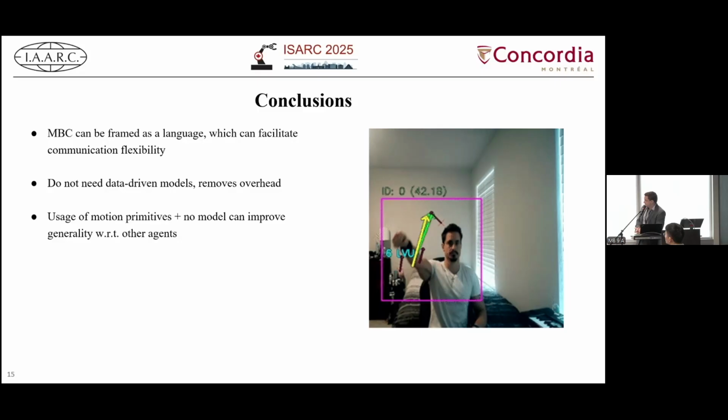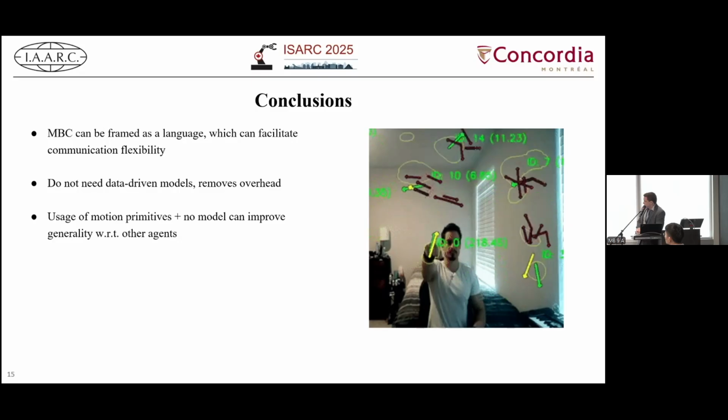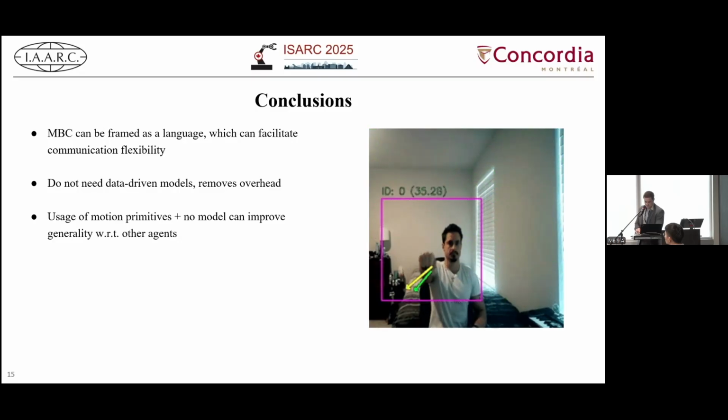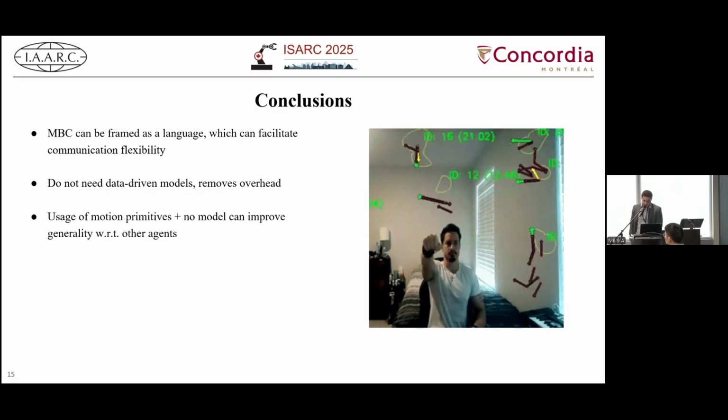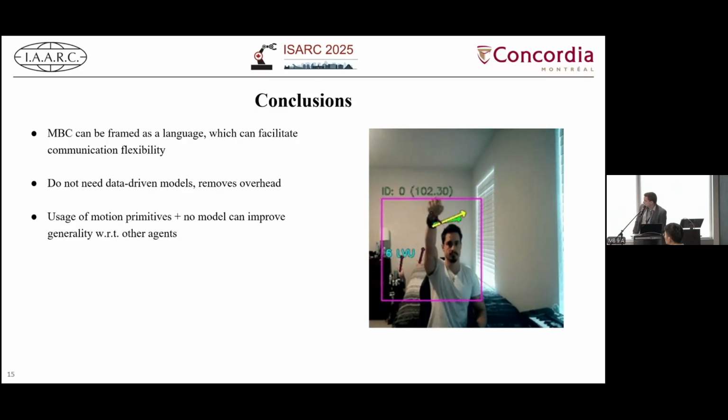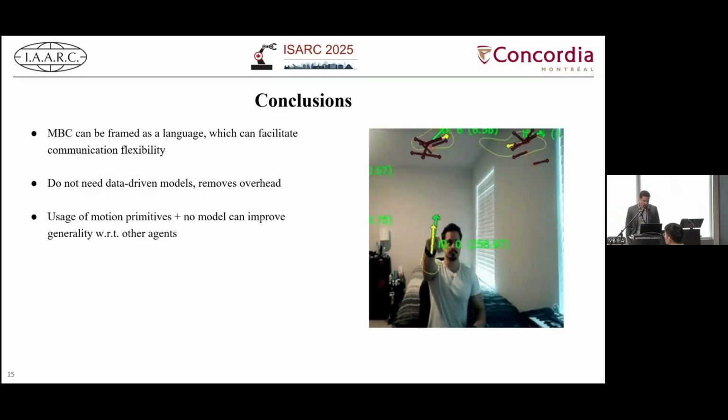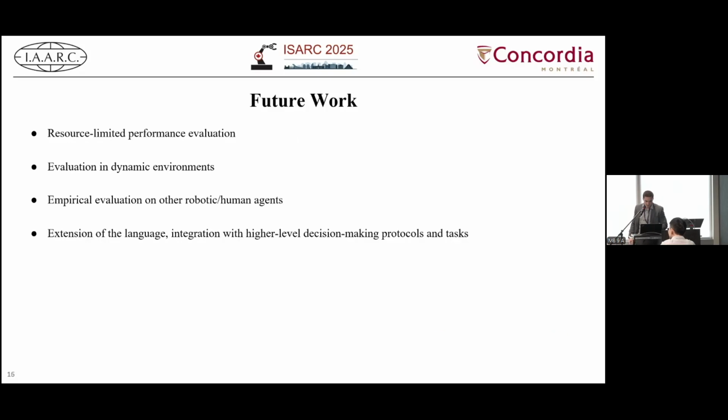With respect to other agents, this is just a quick example I showed of trying to communicate using just a random gesture with myself. You can see we have 6 LMU for the two signals, and here it's 90 degrees and 90 degrees, and 6 times 15 is indeed 90 degrees. So it does indeed work pretty well with other non-robotic agents. We want to test this more in resource-limited environments and dynamic environments, do empirical evaluation with that human example, and extend the language. Thank you.